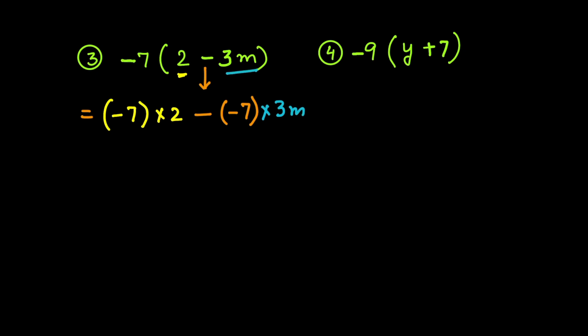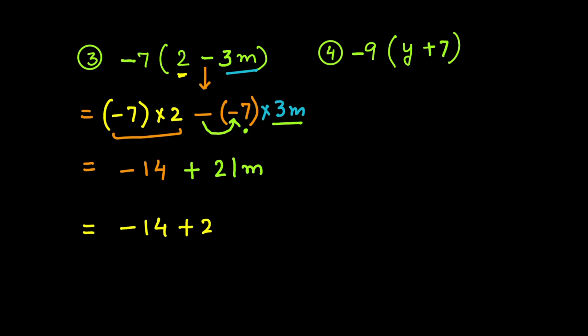So now it is -7 times 2, so it is -14. Then we write here, so this minus times minus, it becomes plus, and 7 times 3m. So 7 times 3 is 21 and times the variable m with it. So the final answer will be then -14 plus 21m.